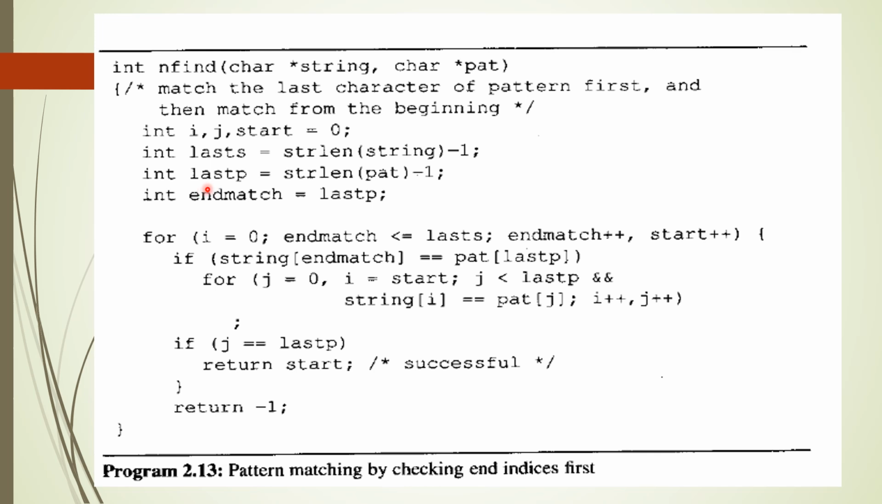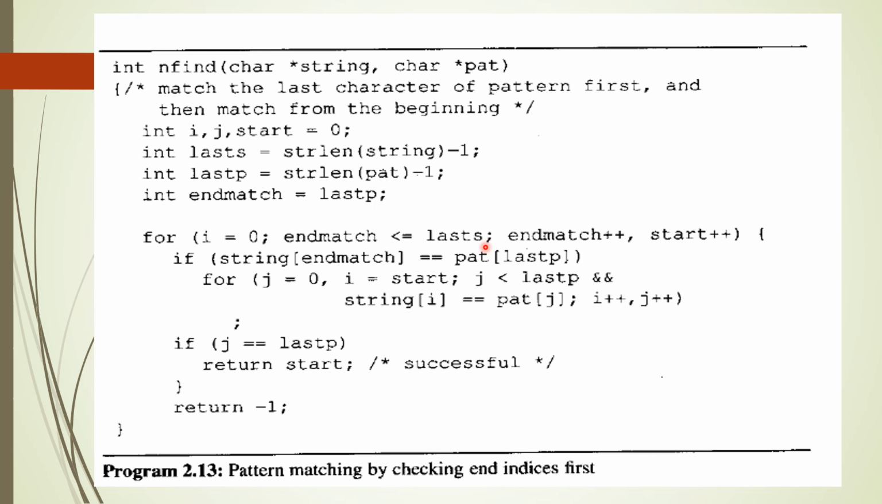So last p is pointing to the last character of the pattern string, and end match is equal to the length of the pattern string. Last p is having the length of the pattern string. So now for i equal to 0, as long as end match is less than or equal to last s.